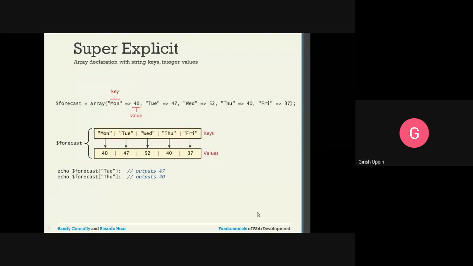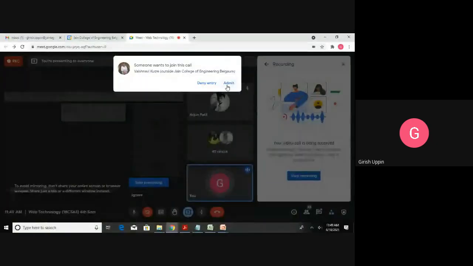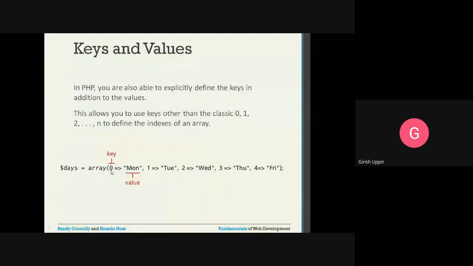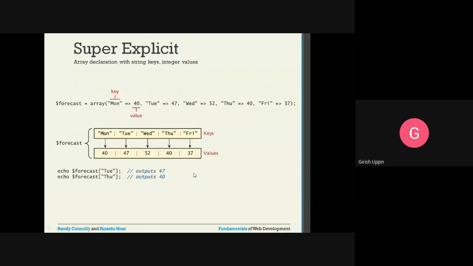So inside the array, this is how it will be stored. 0 is mapped to Monday, 1 is mapped to Tuesday, and so on. Suppose you want to assign separate keys. In the previous example, we were not giving any other value, we were just using 0 1 2 and so on.